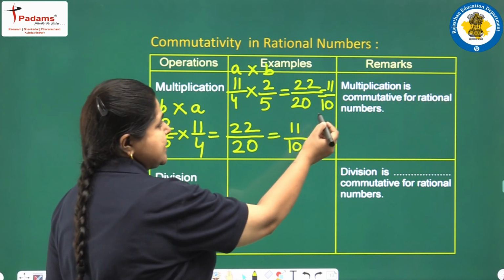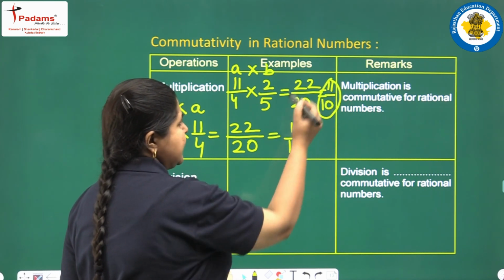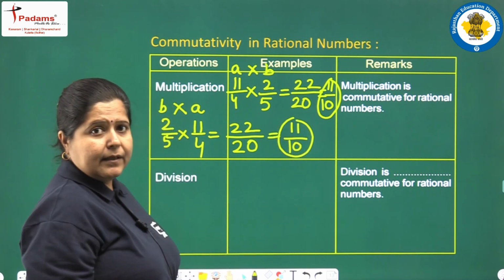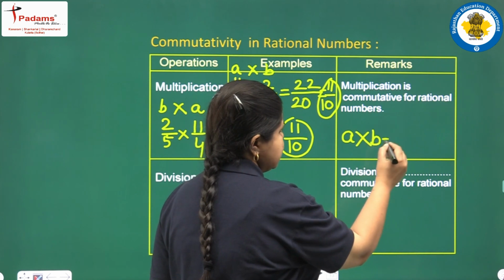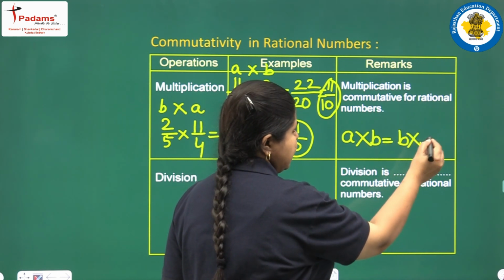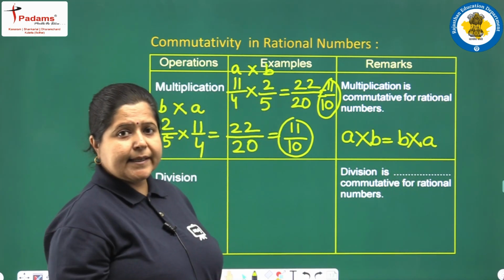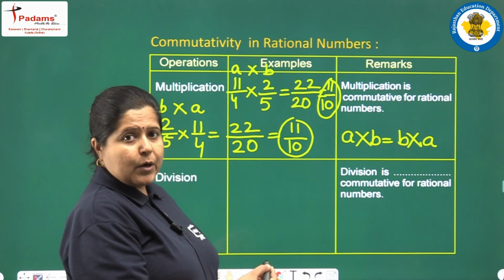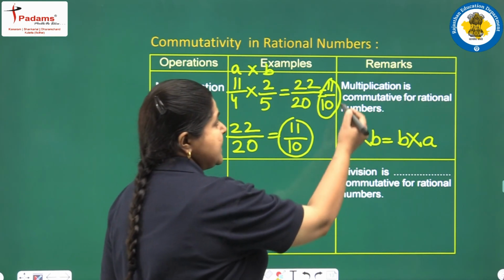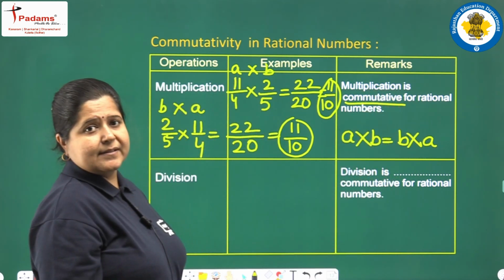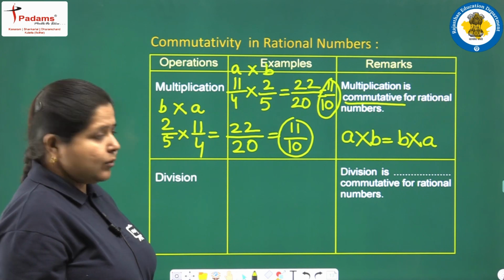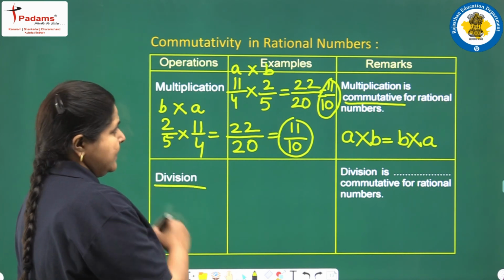Now we got the same answer here. Here also 11 by 10 and here also 11 by 10. So we come to the result that A into B is equal to B into A. We are discussing here rational numbers. So multiplication is commutative for rational numbers. Is it clear? Now we proceed to division.